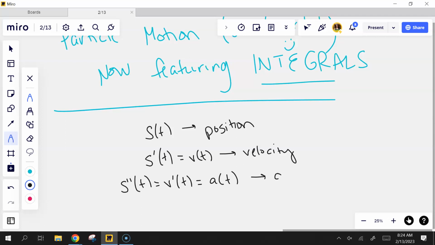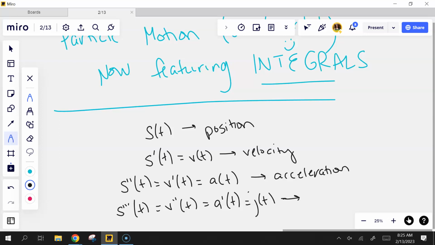And those are the three main we focus on, but there is another, jerk. Y'all remember jerk? Third derivative of position, second derivative of velocity, first derivative of acceleration, be a jerk.